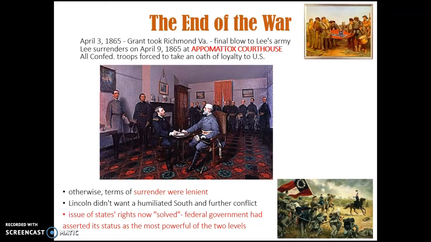And you can actually go in Virginia, and all these are historical sites that you can visit. Otherwise, terms of surrender were lenient. Lincoln didn't want to humiliate the South and cause further conflict, so he wanted to be soft on them. They already lost the war. The issue of states' rights was now solved. The federal government had asserted its status as the most powerful of the two levels.